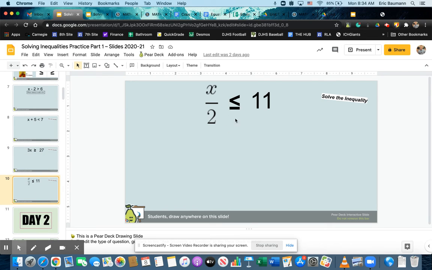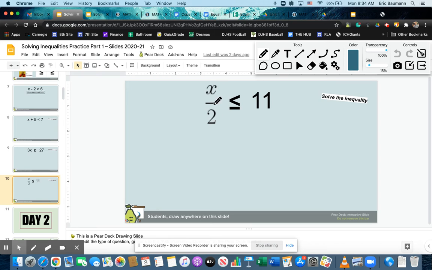In this situation, this is a division problem. X divided by 2, well, the opposite of dividing by 2 is multiplying by 2. If I multiply by 2 on both sides, those cancel out. Multiply by 2 on this side. That gives me x is less than or equal to 22. All right, which would make sense, right? Because 22 divided by 2 is equal to 11, but I could choose another number such as 21, 20, 18 and a half, and so on.